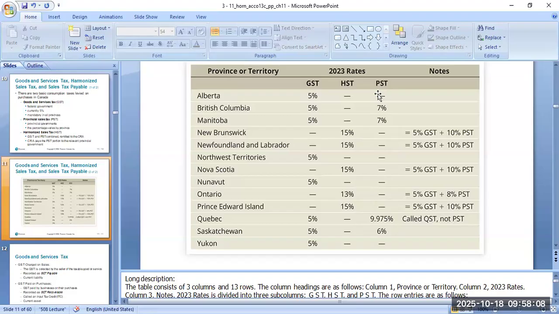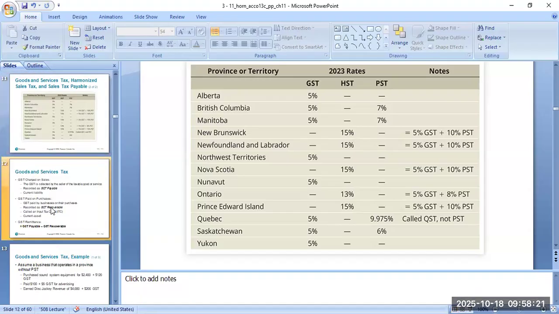Why is that? Because Alberta earns more of its contribution to the province from the oil companies exploring the oil sands.